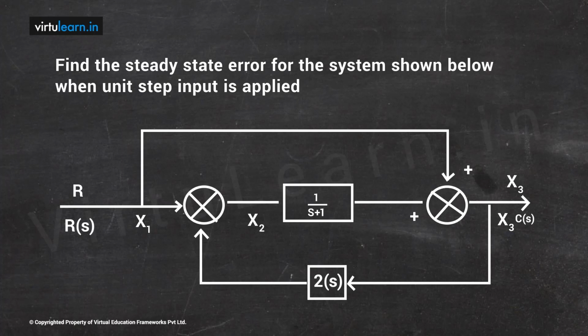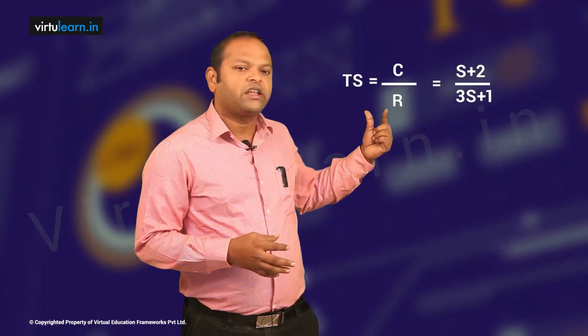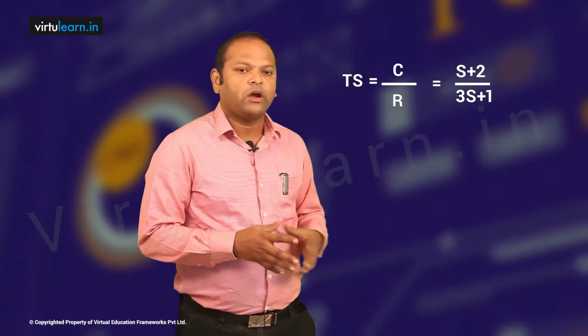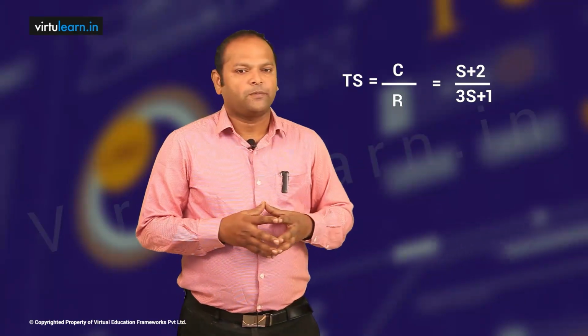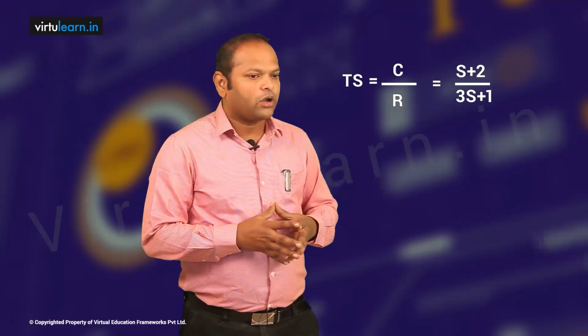So now, this block diagram I am converting into a signal flow graph like this. Once you have the signal flow graph, I can apply Mason's gain formula and find the closed loop transfer function. When you look at the signal flow graph, it is very clear there are two forward paths and only one feedback path. So the transfer function we can write as T(s) equal to numerator s plus 2 divided by 3s plus 1.